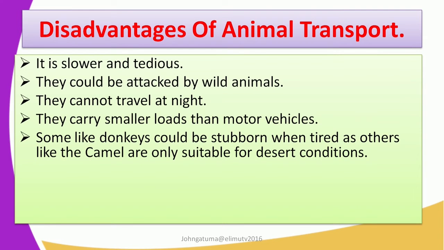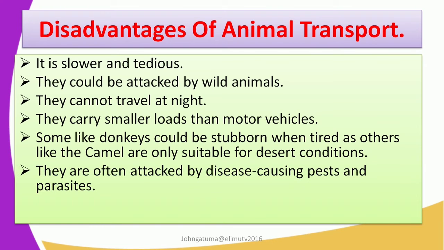And next, that is five. Some animals such as the donkey could be stubborn when tired, while others like the camel are only suitable for desert conditions. So the donkey is discouraged because it's usually stubborn. It can actually hurt the person using it, and others such as the camel are only suitable for desert conditions. When you put them in other conditions, they might not survive.